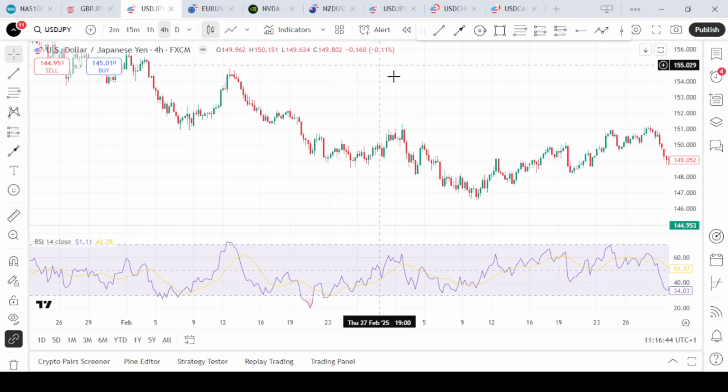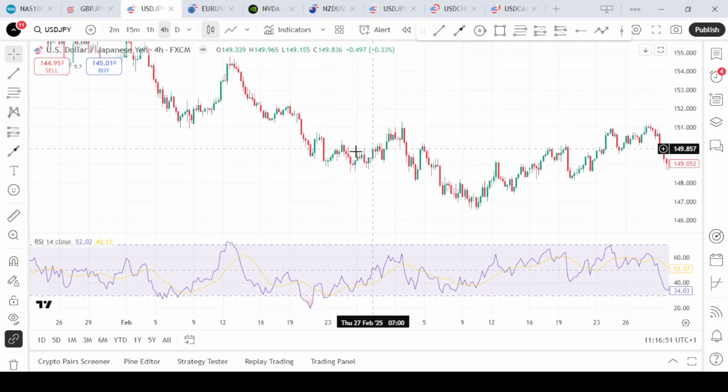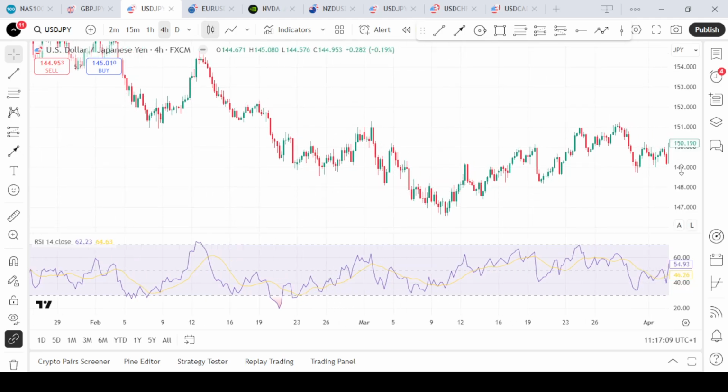So we start by understanding the RSI swing trading strategy. The RSI simply means the Relative Strength Index. The RSI is a momentum oscillator that measures the speed and change of price movement. In swing trading, the RSI proves particularly useful for capturing short to medium term price movement. Traditionally, an RSI reading above 70 suggests an overbought region, while a reading below 30 suggests an oversold region.